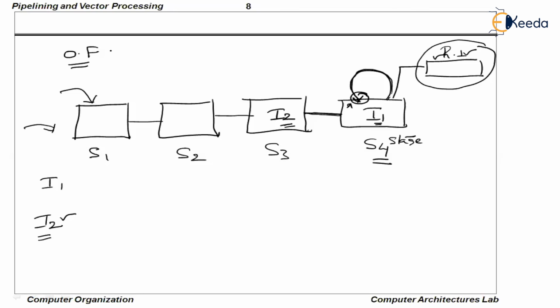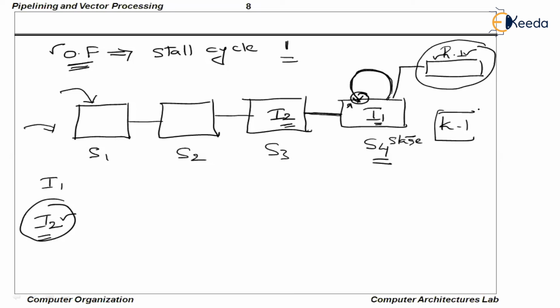In the operand forwarding technique, stall cycles are limited to just one. With just one stall cycle, the operand forwarding technique will work. Without operand forwarding, you know that if I2 has to read the register file, it will take k-1 stall cycles. But with operand forwarding, I2 will have to wait only for one stall cycle for the operand to be produced. Then after wasting one stall cycle, it will be able to enter into stage 4. This is how the operand forwarding technique will work.